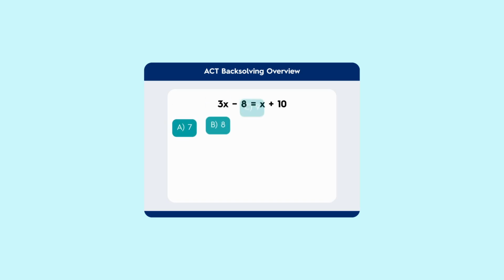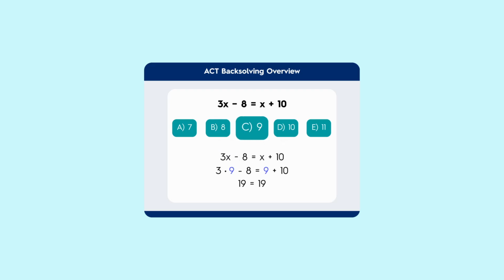Example 1. The equation is 3x minus 8 equals x plus 10. Start with the middle choice, 9. 3 times 9 minus 8 is 19. The right side is 9 plus 10, also 19. We hit the target on the first try, so the answer is C.